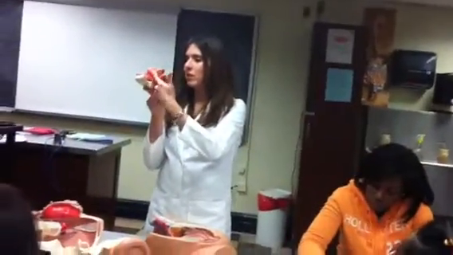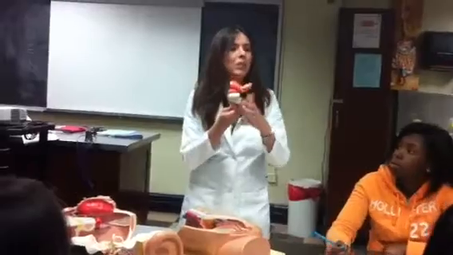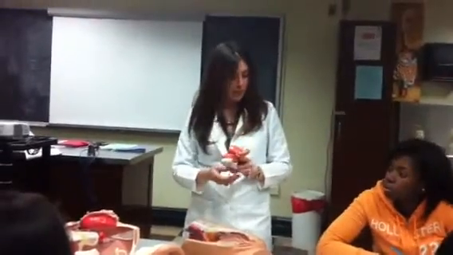Ovaries are connected to the uterus through fallopian tubes. So this is the fallopian tube on the left side of the body. There is also a fallopian tube on the right side.